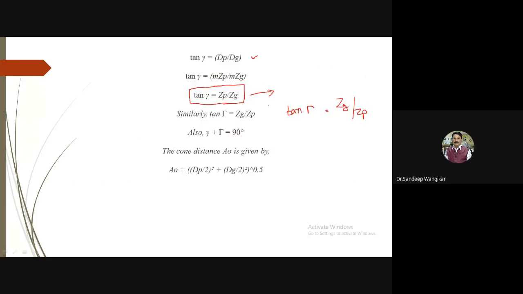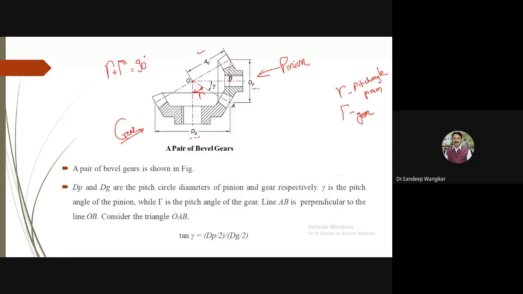In the numerical it is asked how to calculate this A naught. A naught will be equal to under root of (dP by 2) square plus (dG by 2) square. Simple Pythagoras is used for calculation of this A naught.